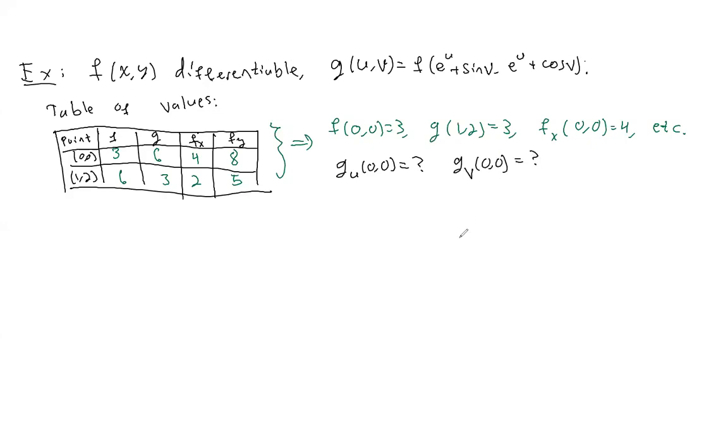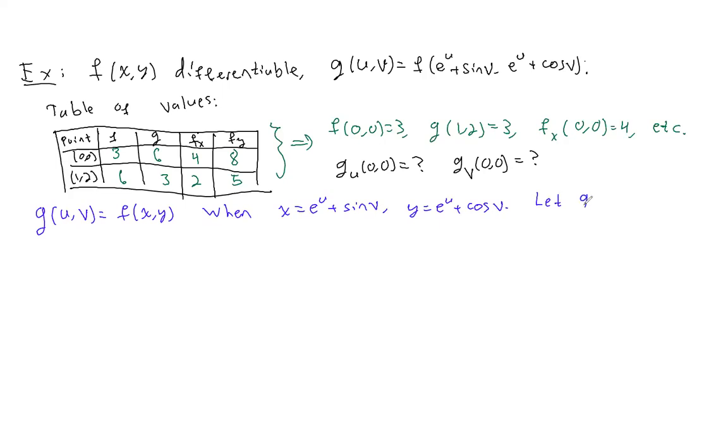Now these are nice problems. So what we can do here is say, okay, well, we know that G of (u, v) equals f of (x, y) when x is e to the u plus sine v and y is e to the u plus cosine v.